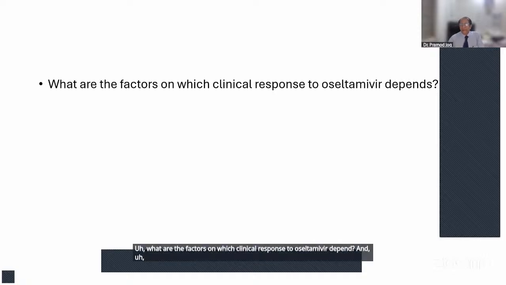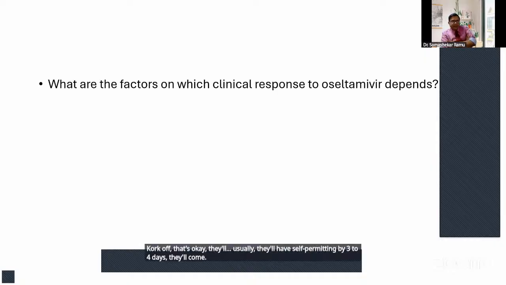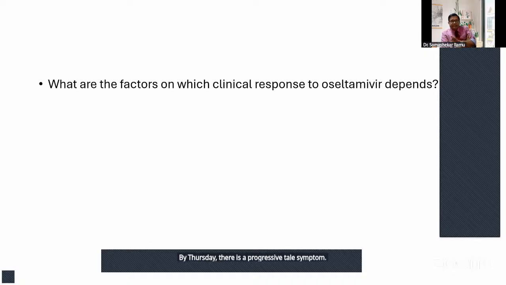We have already discussed some points related to this question, but you may repeat in case there are other points. See, in OPD practice, what we mentioned was a patient with common coryza, cold, cough. That's okay. They'll be self-limiting by 3 to 4 days. By the third day, if there is a progressive tail of symptoms, as Dr. Anil said, if they become tired, or have vomiting, diarrhea, dehydration, uncontrolled fever, severe sore throat, or are of extreme ages, less than 2 years or more than 65 years, or immunocompromised, that is the time you should start oseltamivir in the OPD patient.